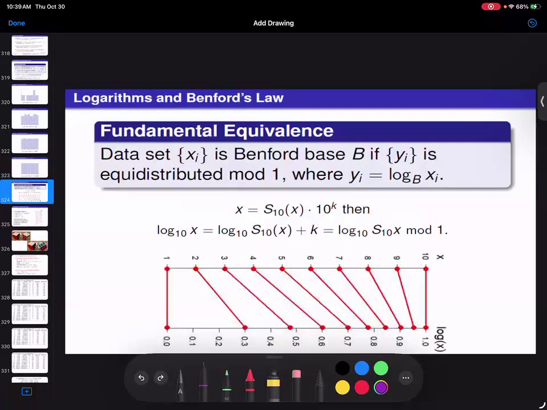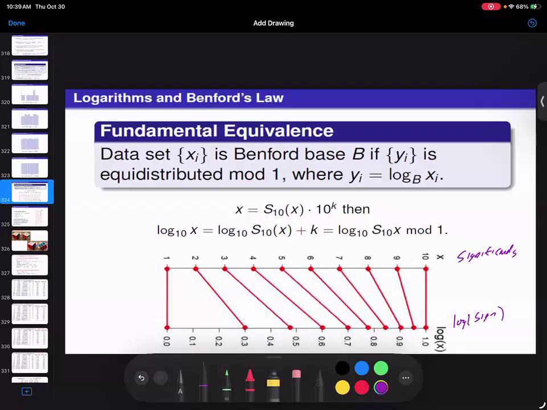So let's try to see what's going to give us this digit bias. Why are we going to see 1 about 30% of the time? I write my number in scientific notation. I write it as a significand, which is a number between 1 and 10, times 10 to an integer power. If I look at this, the top is my significand, and the bottom is going to be the log of the significand.